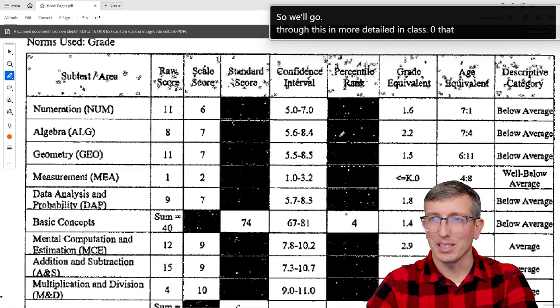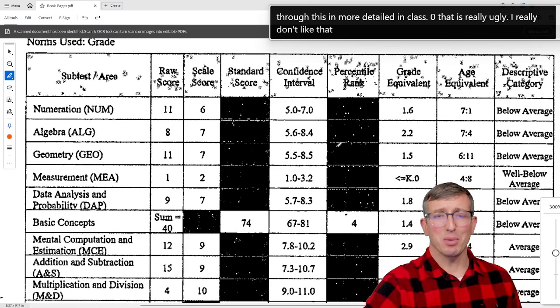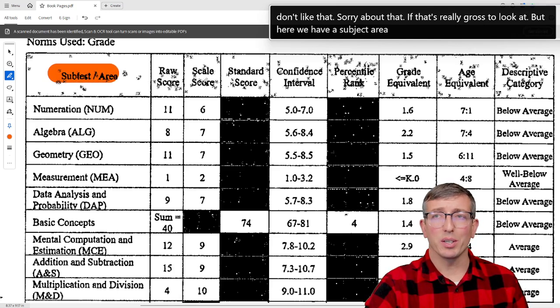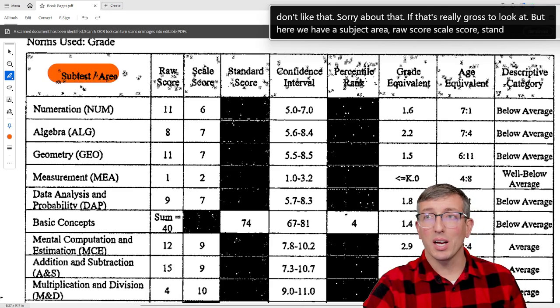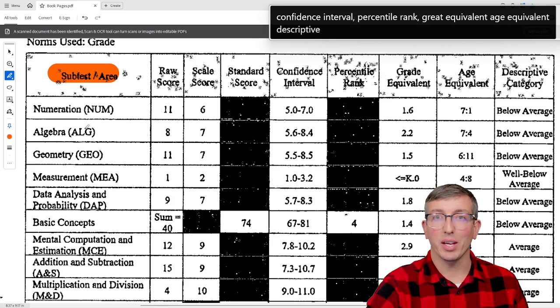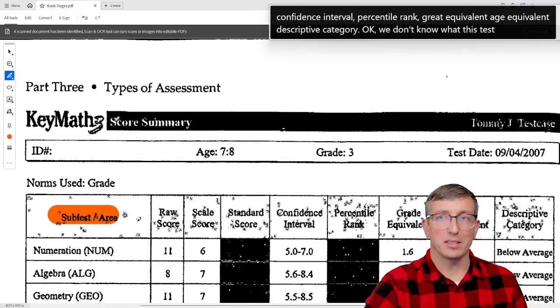Oh, that is really ugly. I really don't like that. Sorry if that's really gross to look at. But here we have subject area, raw score, scale score, standard score, confidence interval, percentile rank, grade equivalent, age equivalent, descriptive category, okay? We don't know what this test is.